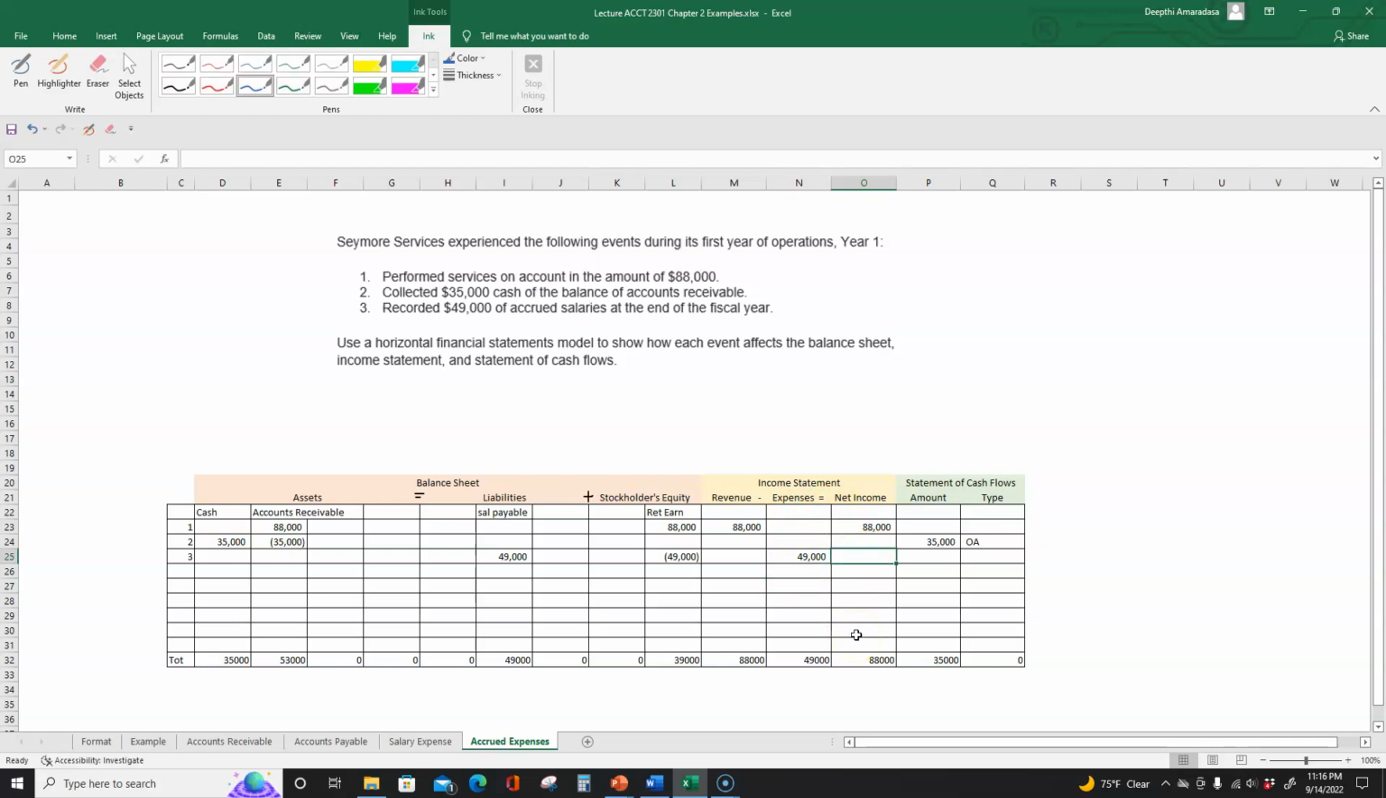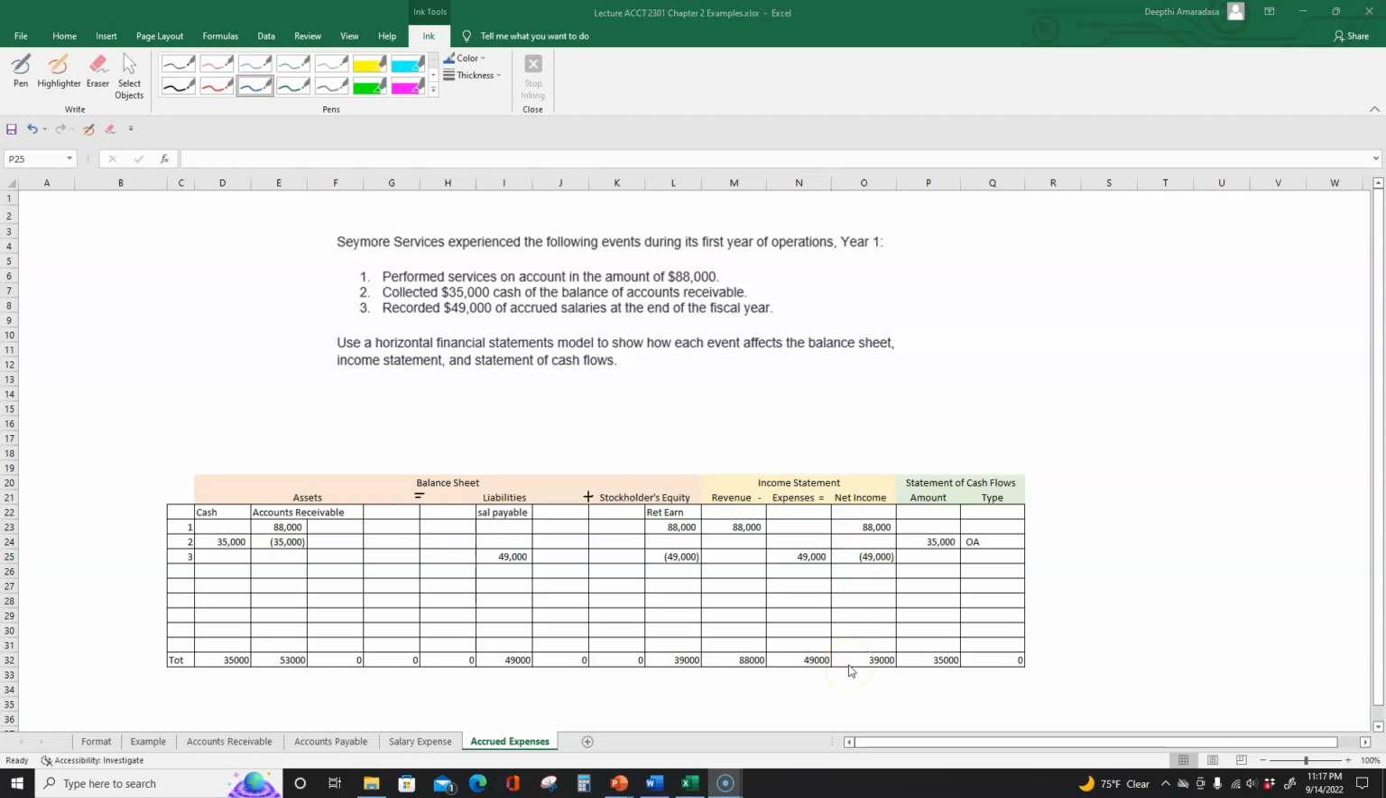Did this affect net income? Yes, revenues minus expenses is net income. No revenue in this transaction, but expenses increased. Therefore, net income would decrease by $49,000.